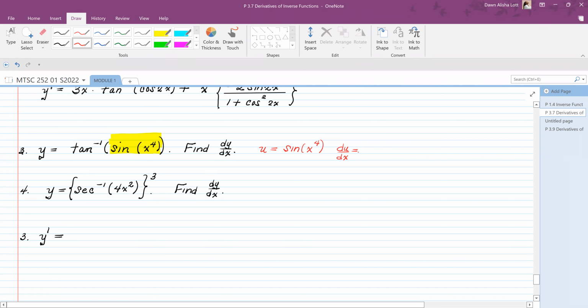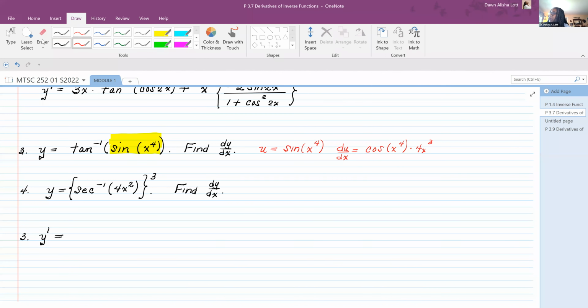That'd be cosine, good, of x to the fourth. But you got to take the derivative of what's inside, which is 4x cubed. Okay. So your du is pretty hefty because you had to use a chain rule on your u. Okay, so now you can come down here and you have y is equal to tan inverse of u.